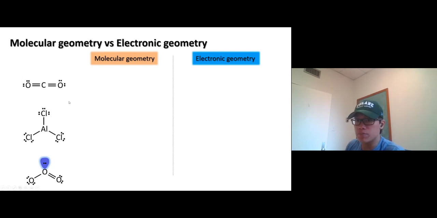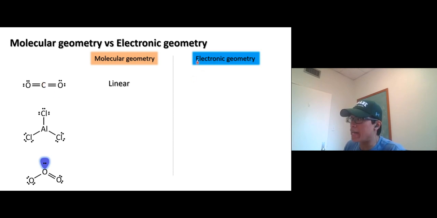You know this is linear. How do you know? What are you looking at so you know that carbon dioxide is linear? What makes you think that this guy is linear? Well, you look at the atoms, right? So two non-central, that's linear. Okay? Now, the electronic geometry, we look at the electron around the central atom.